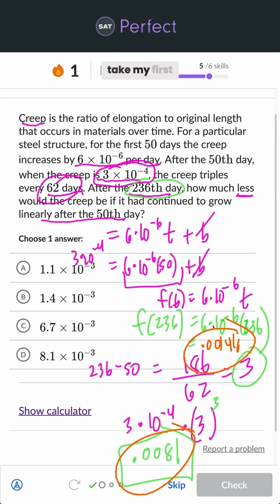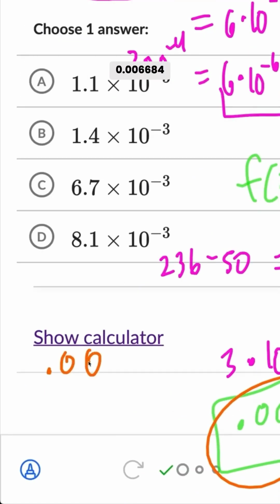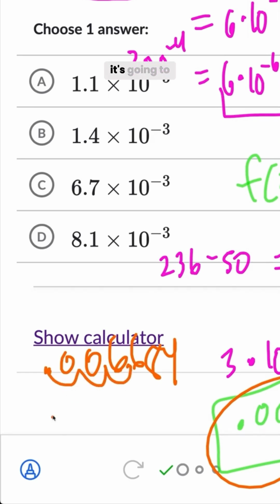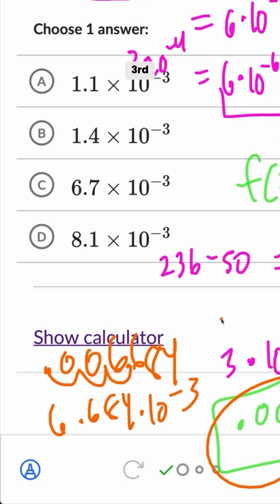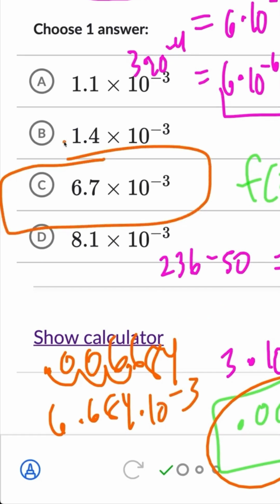So I'm going to take my first answer on my calculator, hit enter, minus my answer here, and I end up with 0.006684, which in scientific notation, if I move this over 1, 2, 3, it's going to be 6.684 times 10 to the negative 3rd. So that is this number, right? Rounding the 6.684 to the nearest 10th. We can put that answer down and move on.